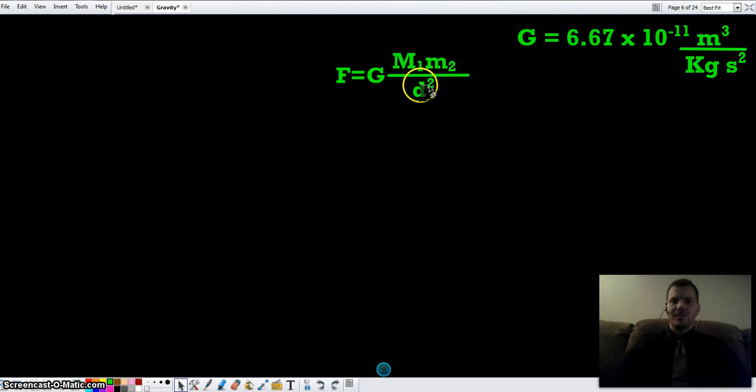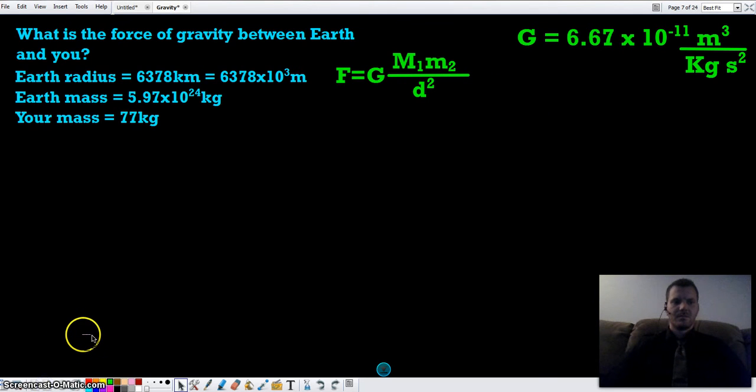So let's work through a problem using this equation. What is the force of gravity between Earth and you? Earth's radius is 6,378 kilometers. Now we can just use Earth's radius and we can ignore the distance to the center of your mass, because you're so much smaller than Earth, it really doesn't matter. And Earth has higher and lower points, so we're going to just go for an average here that you would likely be at 6,378 kilometers from the center of Earth to the center of you.